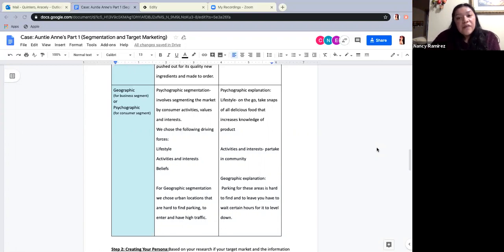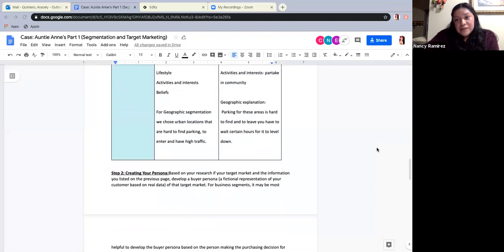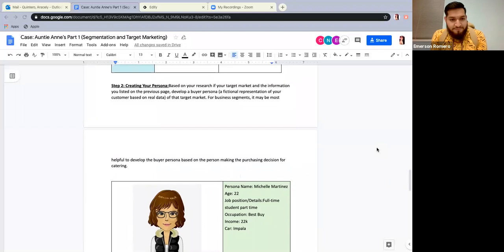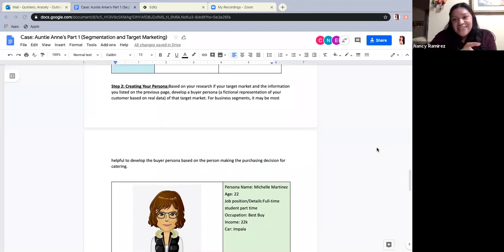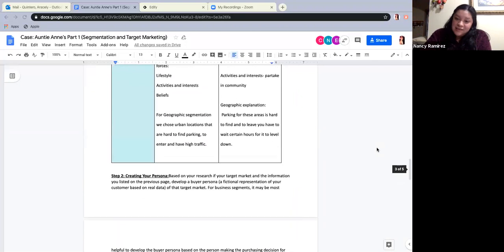As for the psychographic segmentation, it involves the market of consumers' activities, values, and interests. We chose the following, which are lifestyle, activities, interests, and beliefs. Simply because the lifestyle is on the go, it takes up your time, and most of the time it's more convenient for you to just take a quick snack on the way. For activities and interests, it partakes in the community.